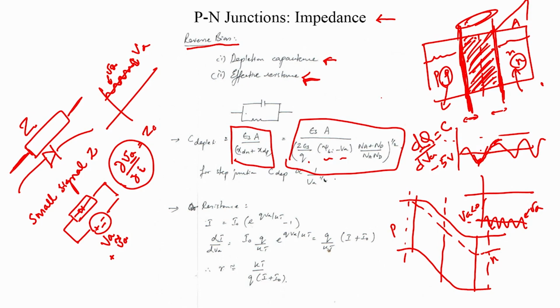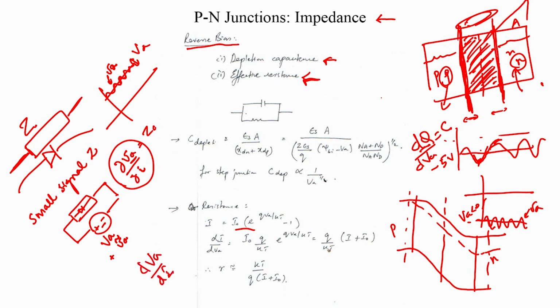So that is the small signal capacitance of a diode in reverse bias. In forward bias there is something more interesting that happens, we will come to that. What about the resistance of a diode in reverse bias? We already know the current voltage characteristics, and therefore my small signal resistance is dVA by dI, and that is easily obtained by taking the derivative of dI by dVA and then taking the inverse of that, and you will find that the small signal resistance is kT by Q into I plus I naught, where what is I naught?